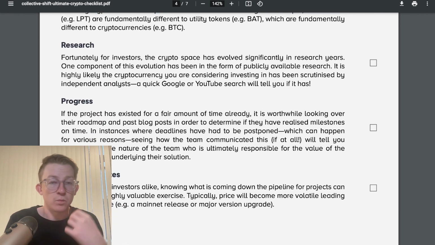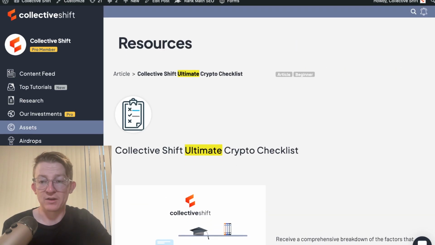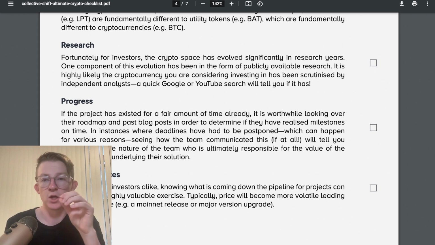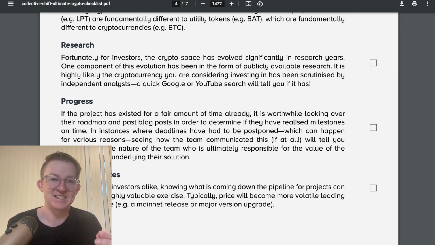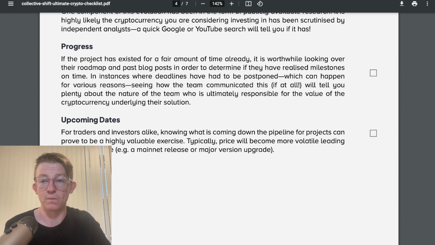Research. Us at Collective Shift, this is what we focus on. We've got a list of over 50 assets over on our website, which you can check out under assets. We give you a full research and analysis on a lot of different crypto assets, but do your own research as well. Look into what other people are talking about. Do your own research and understand, is this asset something that other people also think is good, or is there some other opinions as well? That's always a good starting point as well.